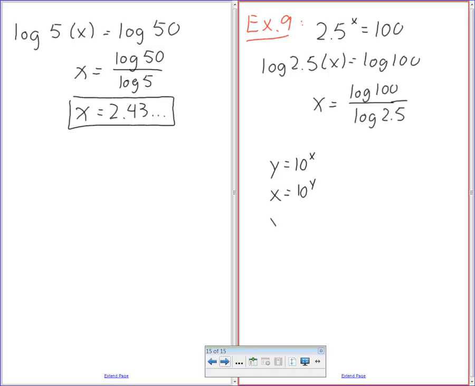Okay, so y would equal log x. That's the inverse of it, okay? But if you do this, which you don't know what e is yet, that's the difference between it. You'll get to that in the future.